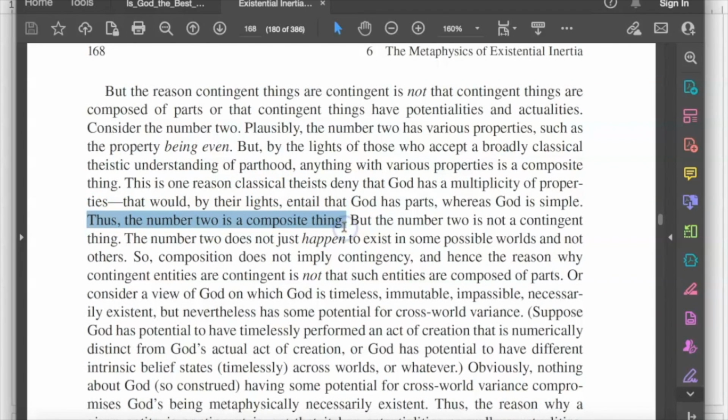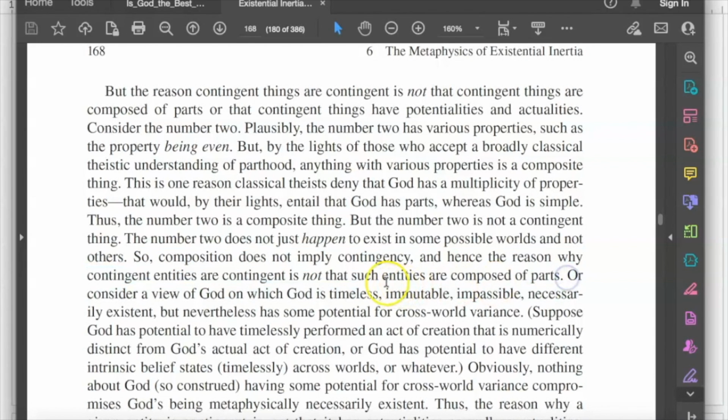But the number 2 is not a contingent thing, right? The number 2 does not just happen to exist in some possible worlds and not others, or on Tuesdays but not on Wednesdays. No, the number 2 must exist. Or pick your favorite sort of abstract object, like mathematical objects, or propositions, etc. So what this shows is that composition does not imply contingency, and hence the reason why contingent entities are contingent is not that such entities are composed of parts.